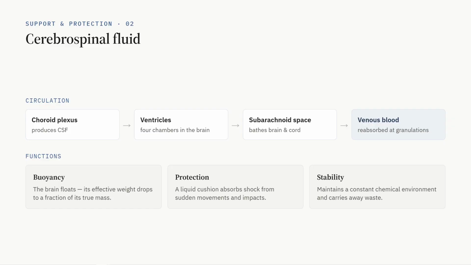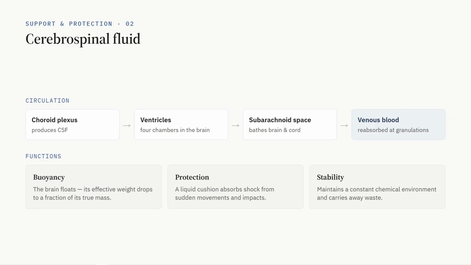Cerebrospinal fluid, or CSF, is the clear liquid that surrounds and cushions the central nervous system. Follow its circuit. It's produced by the choroid plexus inside the brain's ventricles, 4 connected chambers. From there it flows out into the subarachnoid space, bathing the entire brain and spinal cord. Finally, it's reabsorbed back into the venous blood at structures called arachnoid granulations. Produce, circulate, reabsorb. A continuous cycle.